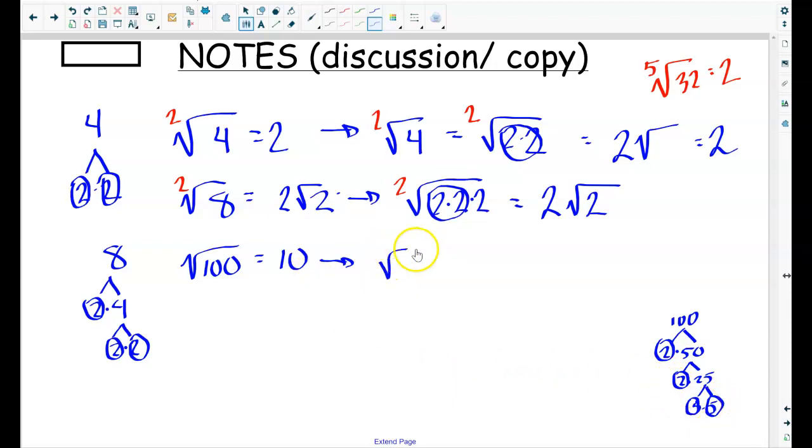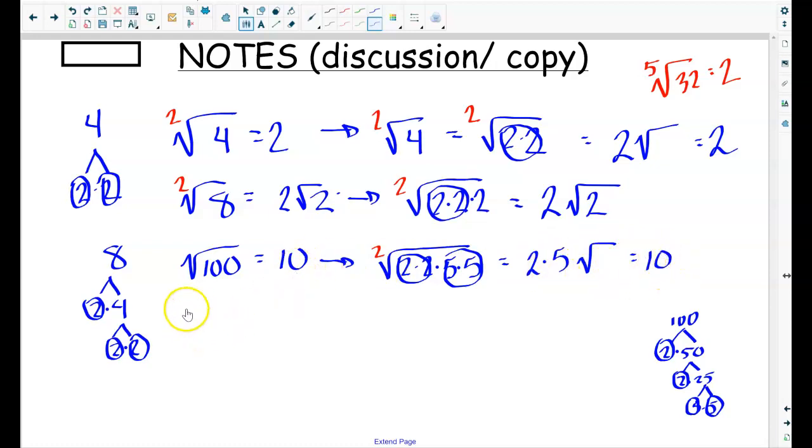So I put 2 times 2 times 5 times 5 under the radical. The index is an invisible 2. I circle this pair and circle this pair. That means a 2 pops out times a 5 that pops out. The radical is empty, so it disappears, and I have 2 times 5, which is 10.